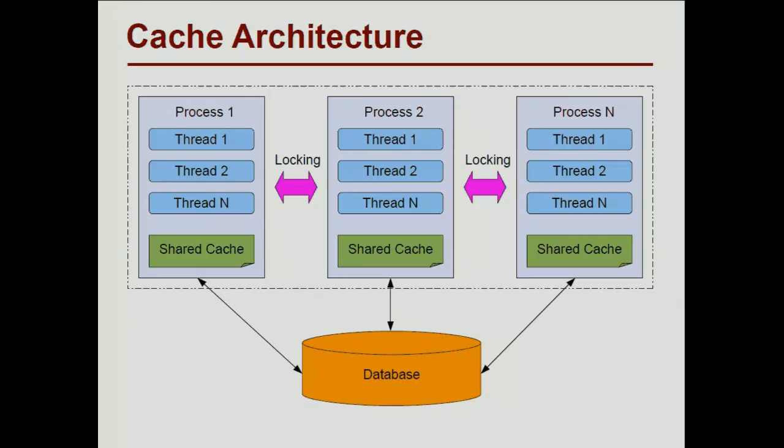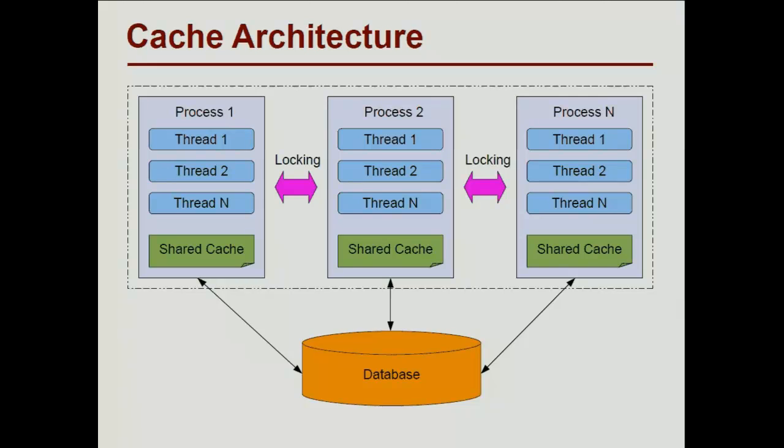If you look at this picture and disable process 2 and process N and leave only process 1, you will see the former super server architecture. This is one process with exclusive access to the database, which has many threads to handle user connections, and all the threads use a shared cache.